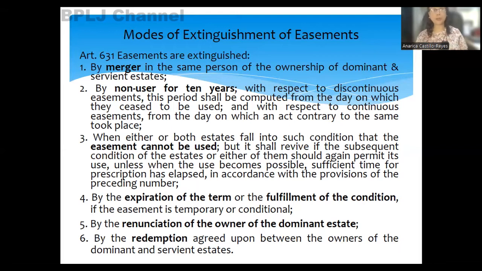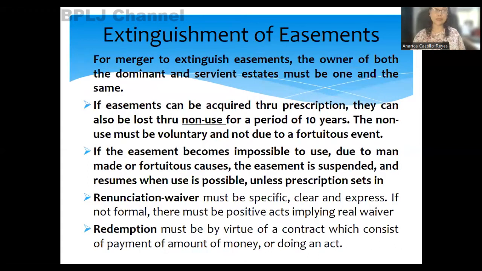Fourth, expiration of the term of the easement, because in the title granting the easement, the parties may have stipulated a term or a period or a condition. Or the fulfillment of the condition if the easement is temporary or conditional. Fifth, by the renunciation of the owner of the dominant estate. If, for example, the dominant estate has acquired a lot which gave him access to the road, then the owner of the dominant estate may renounce the easement, or by the redemption agreed upon between the owners of the dominant as well as the servient estates.